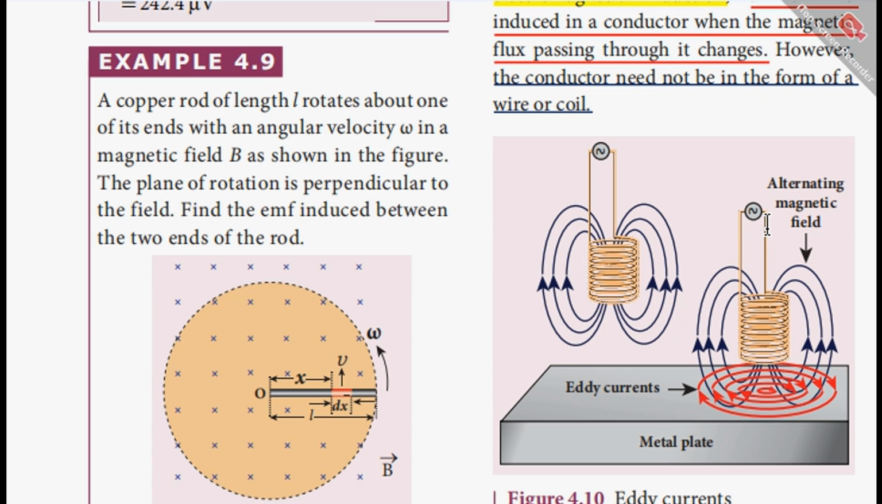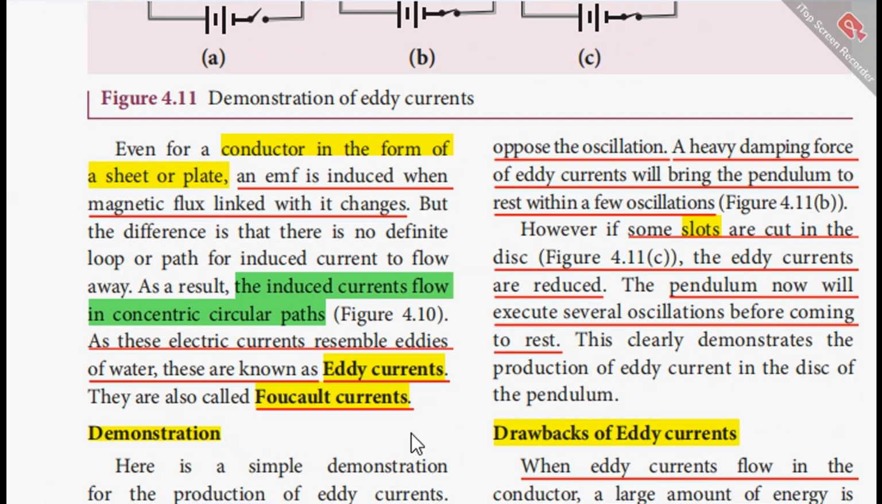When we apply an alternating magnetic field, it is created like this because of the alternating current which is passing through this coil. So these electric currents resemble eddies of water, and therefore they are called eddy currents. They are also called Foucault currents.